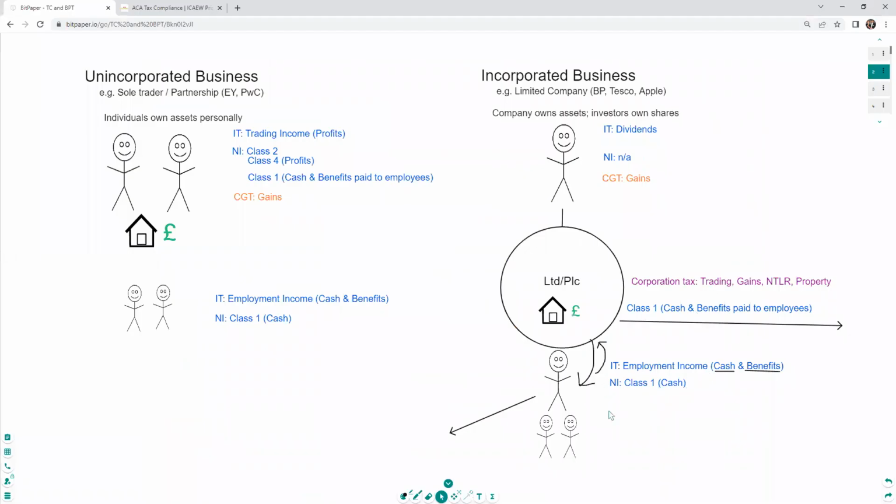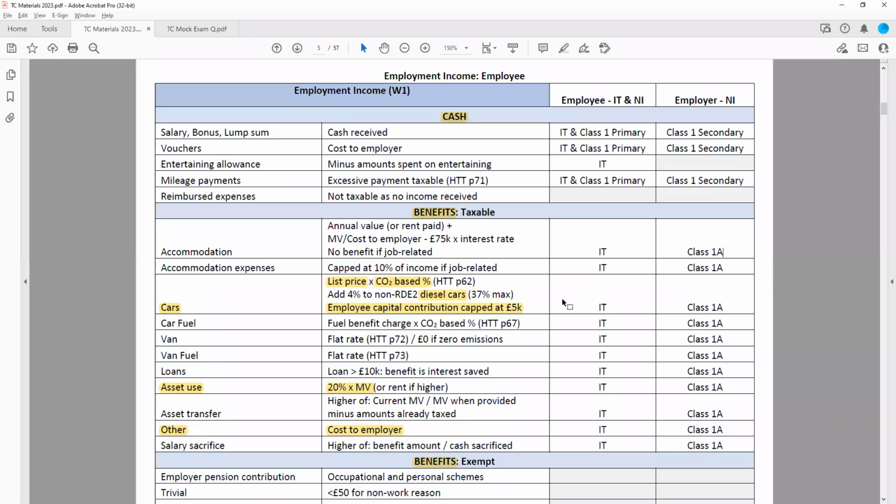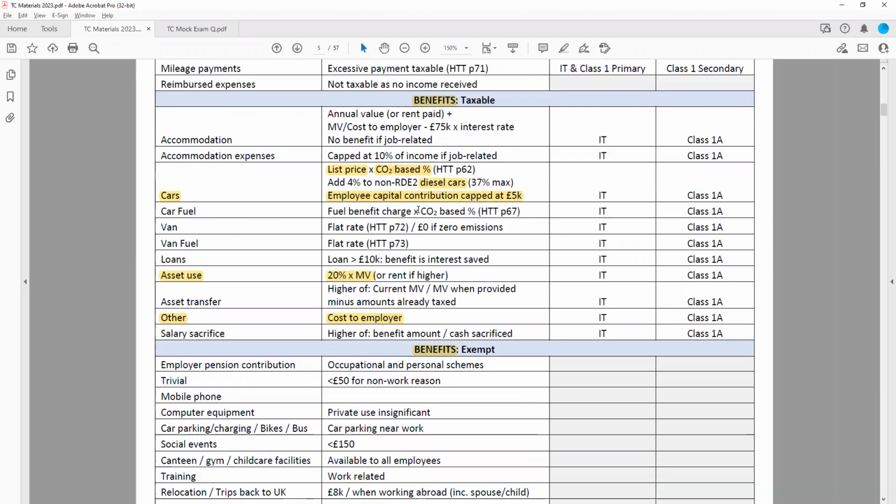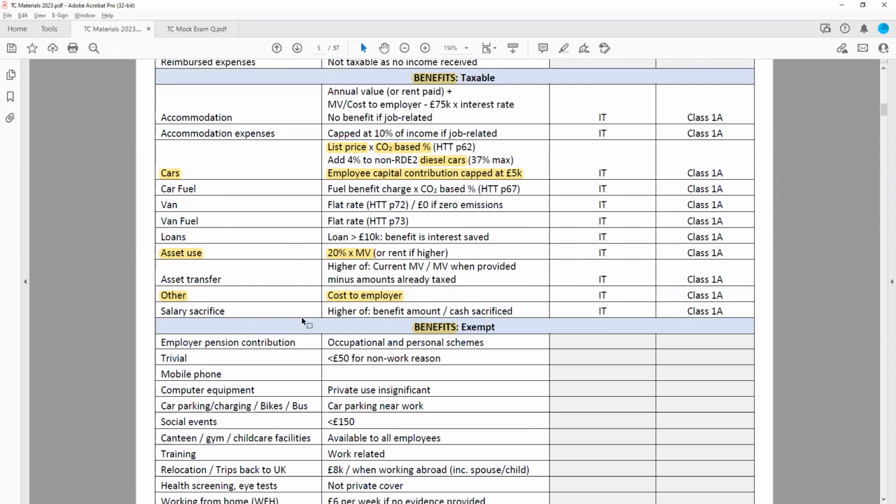A lot of people don't realize, or they fail to appreciate, that employees don't pay national insurance on their benefits, only on the cash. Employer pays national insurance on both. So that's the big picture. And then cash, relatively straightforward. Things like mileage payments, you obviously need to appreciate how they work. The excess over and above the statutory rate is, of course, additional cash that the employee is receiving.